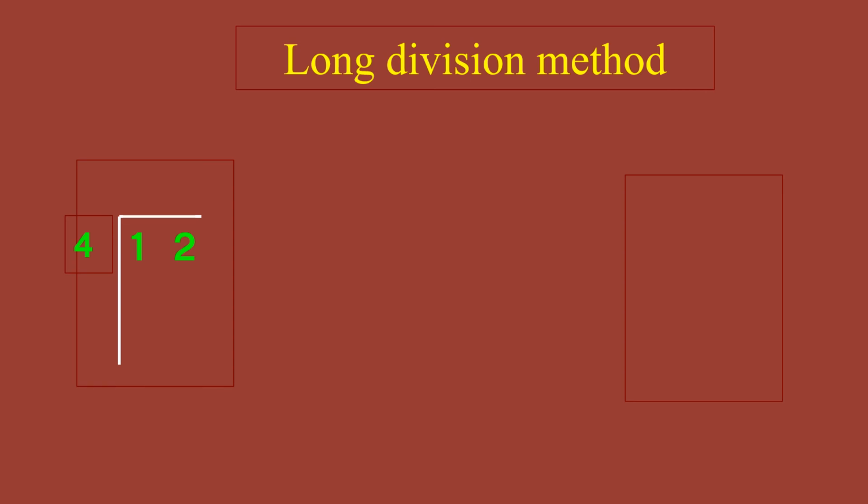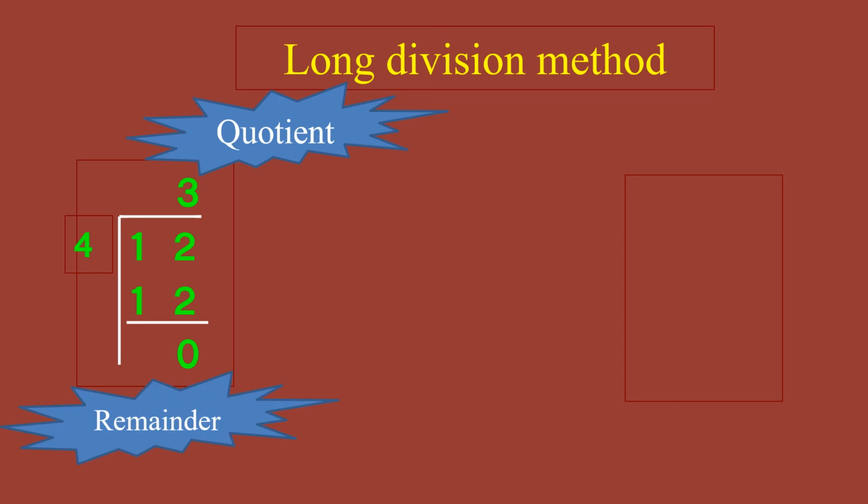Then we have to consider the first 2 digits together. That means 12. For 12, how many 4s are there? Yes, there are 3 4s in 12. So 3 multiplied by 4 is 12. So the difference is 0. Therefore, I can say 12 divided by 4 is 3. 3 is the quotient there and nothing remains.